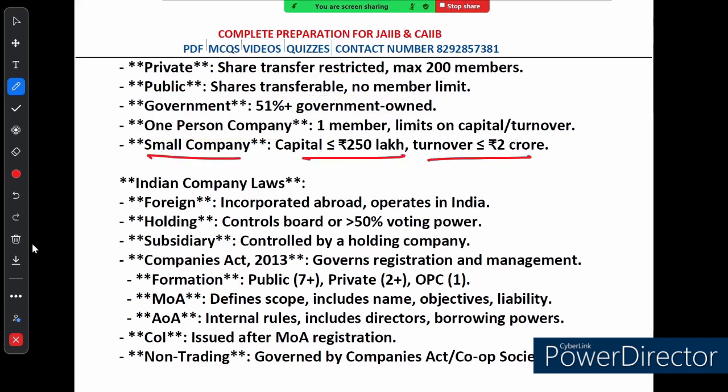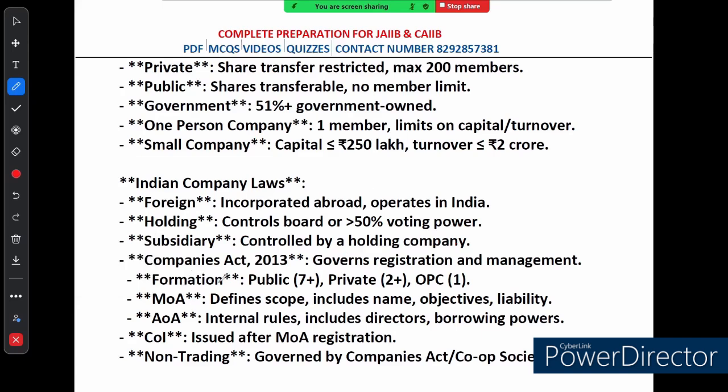Now if we talk about Indian company law, the first is the foreign company. A foreign company is incorporated outside and operates within India. Next is the holding company. A holding company controls another company by holding a majority of the voting power or board control. A subsidiary company is controlled by a holding company. The Companies Act 2013 governs company registration and management.